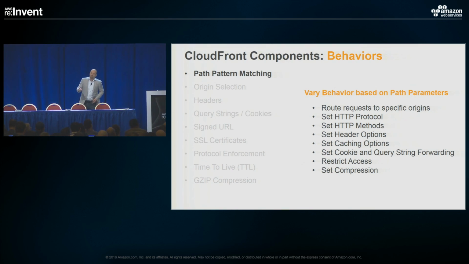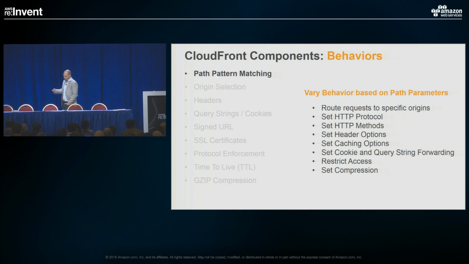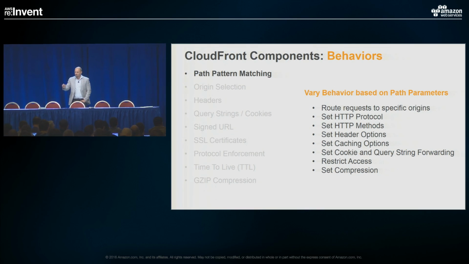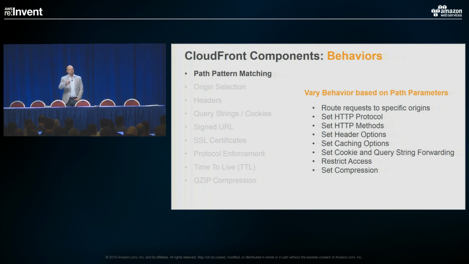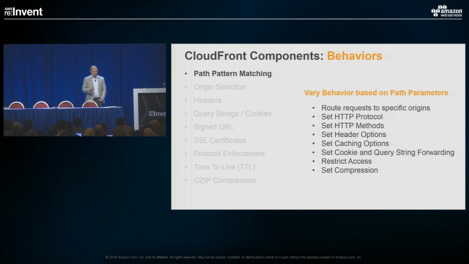A path pattern is basically looking at a path and its pattern, and making a decision that could route to a different origin. It could change the communication protocol, HTTP or HTTPS. It could even designate which HTTP methods can be accepted by the distribution and the origin as well.